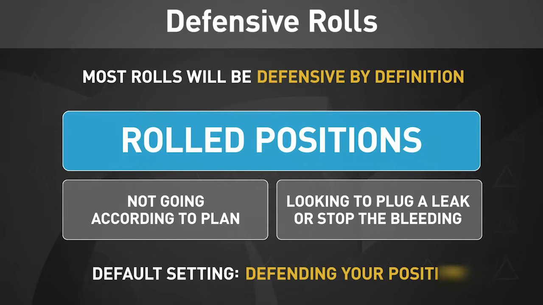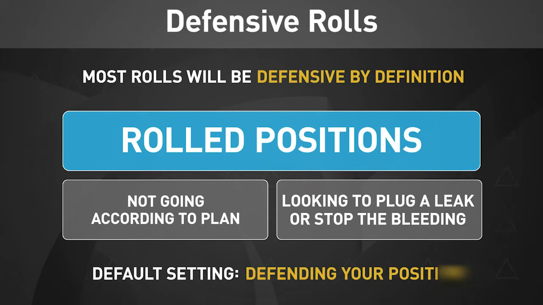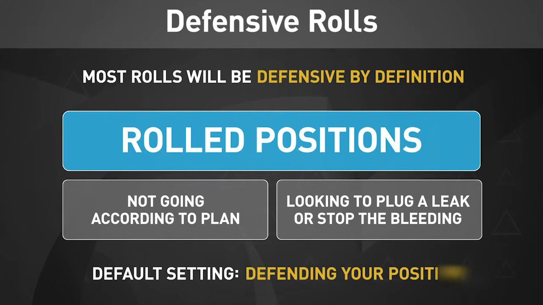So most rolls, almost by definition, are going to be defensive in nature. The only reason that you would roll a position in the first place is if it's not going according to plan. So you won't usually find yourself feeling like you have all the leverage when you're rolling a position. Instead, with a roll, you're often just looking to plug a leak or stop the bleeding a bit before you consider your next move. Hence, the default setting you should apply to all of your rolls is that of a defensive stance. And this is probably why this whole process is often referred to as defending your position.